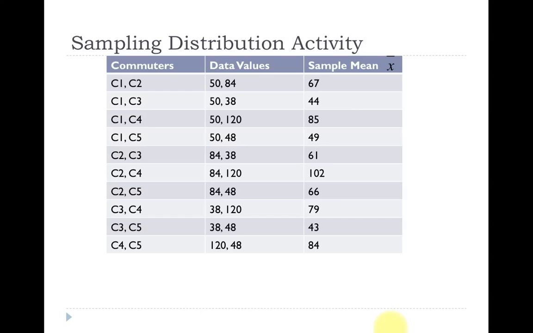Okay, and these are the answers you should have gotten for the sample means. We did this one together. So if our sample was composed of C1 and C2, then the sample mean that came out was 67. If on the other hand our sample was C1 and C3, the sample mean comes out to be 44. If our sample happened to be C1 and C4, our sample mean comes out to be 85. Notice the range of numbers here. There's quite a range of numbers. Now, when we look at these possible sample means, some of them are pretty good estimates for the true population mean. Others are pretty far away.